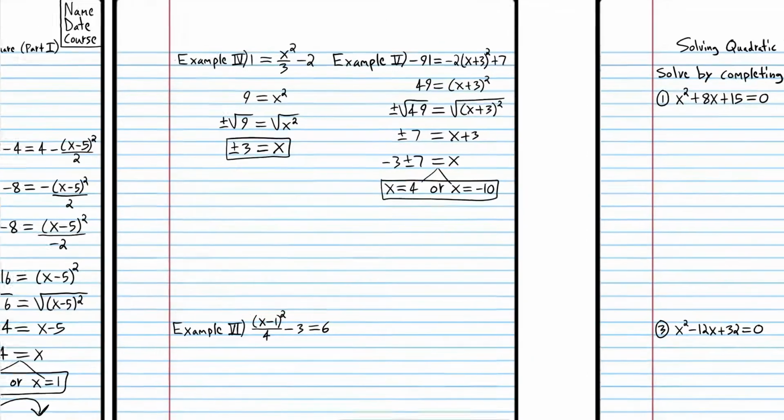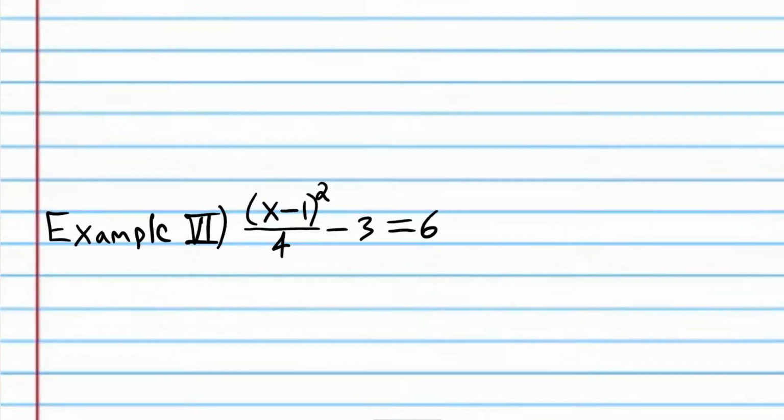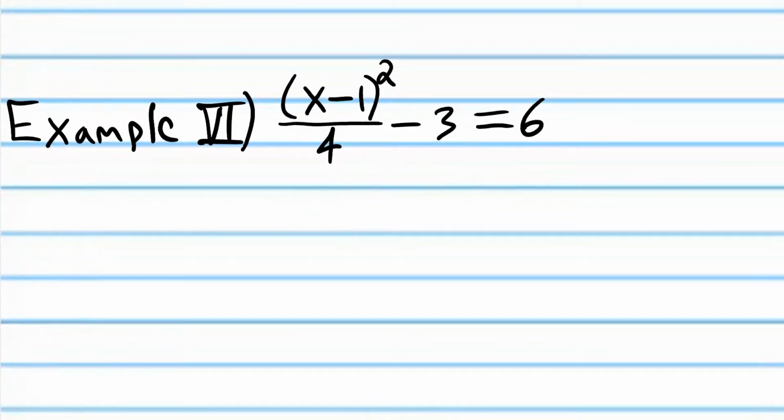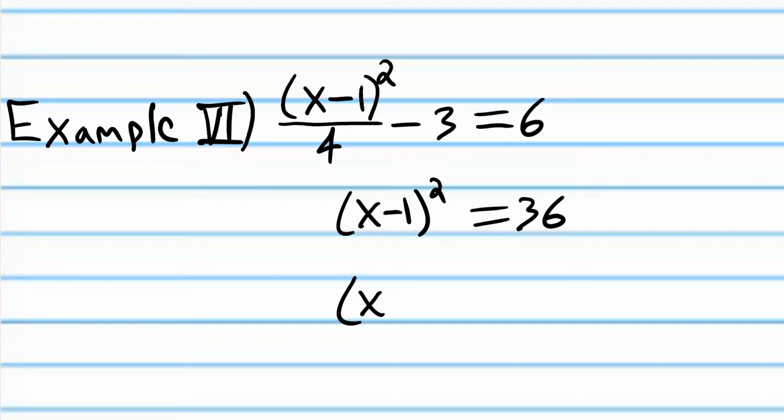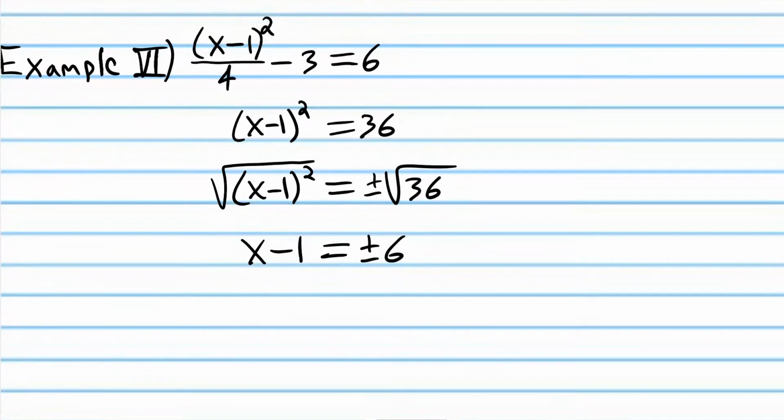Now, if you didn't get those answers, that's okay. Just go back and see what you did wrong. On to example 6. Go ahead and try example 6, and when you come back, we'll do it together. All right, we're back. So I'm going to add 3 to both sides and multiply both sides by 4, and we get 36 is equal to x minus 1 squared. And then we're going to square root both sides. And now the square is gone.